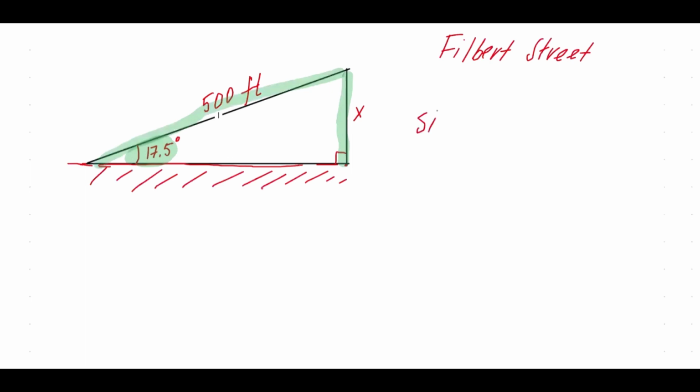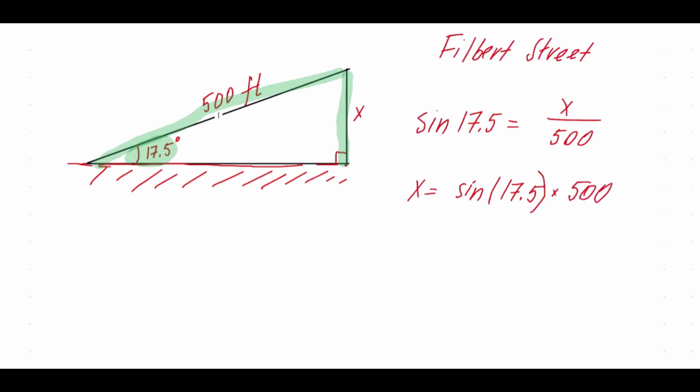So sine of 17.5 equals opposite leg over hypotenuse. And here we're going to multiply each side by 500. So sine of, your calculator will open parentheses. Don't forget to close parentheses and then multiply by 500. Okay, so your height will be around 150 feet above the horizontal line. Does it make sense? Yes, it's smaller than the hypotenuse, so it makes sense. In the next video, I will talk about how to find missing angles using trigonometric ratios.